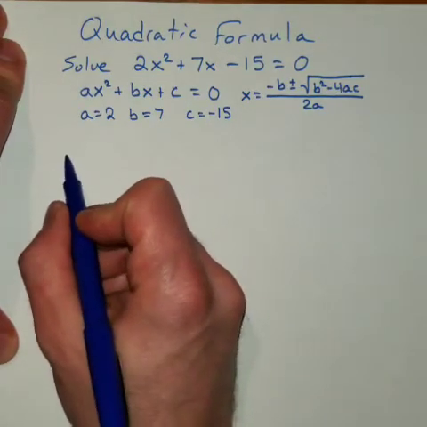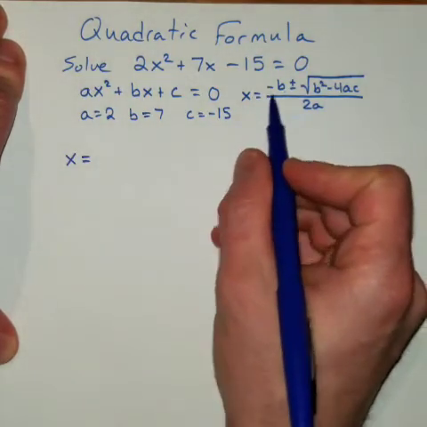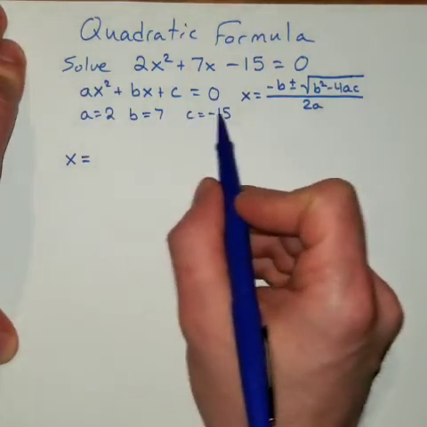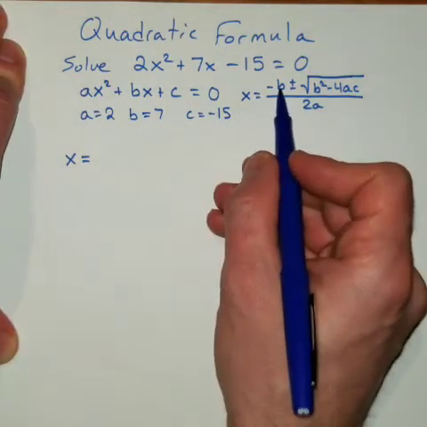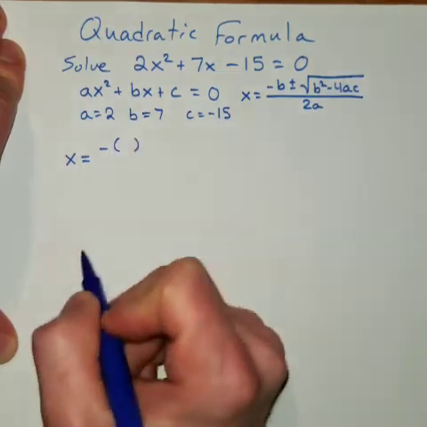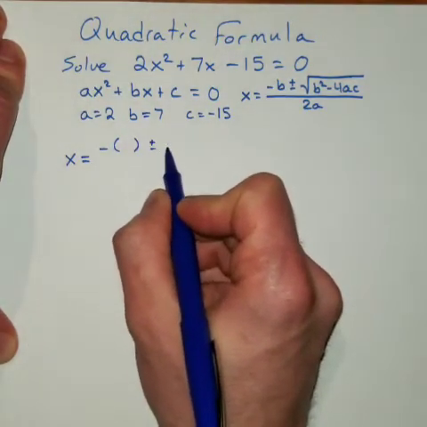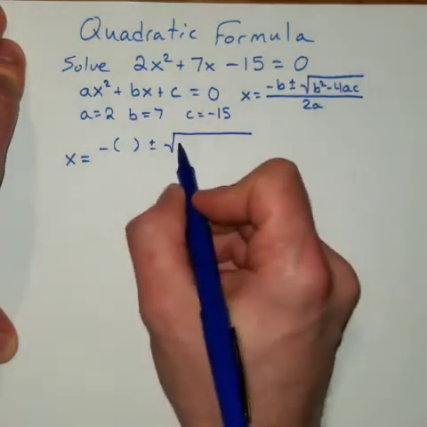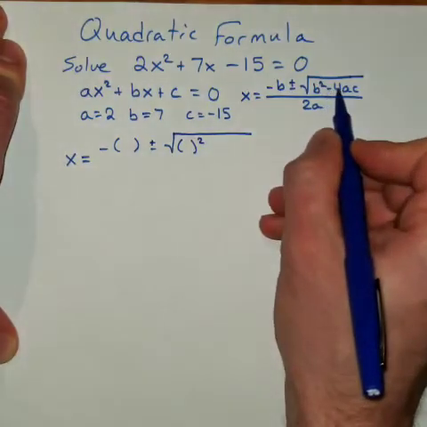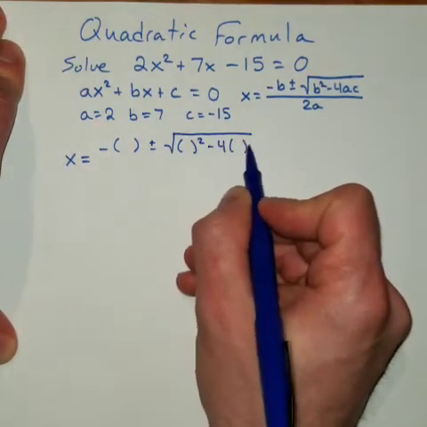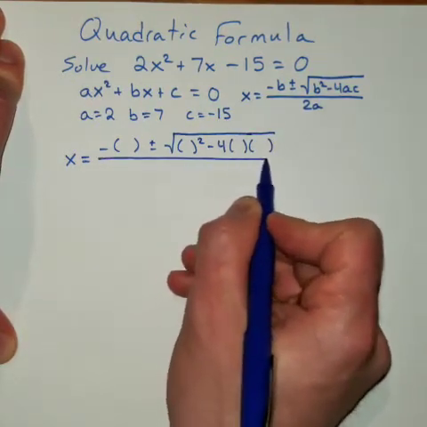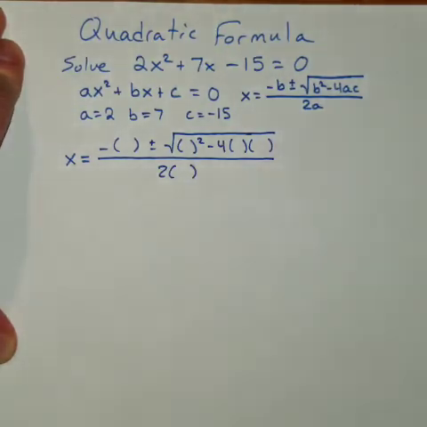All right, so we're going to have x equals now negative b. Now, I like to replace all the variables with empty parentheses and then put the values in. So this b is going to be an empty set of parentheses, at least until you really get a feel for this formula. The b squared again is parentheses squared, minus 4ac is minus 4 parenthesis parenthesis, and then you've got your 2a on the bottom.